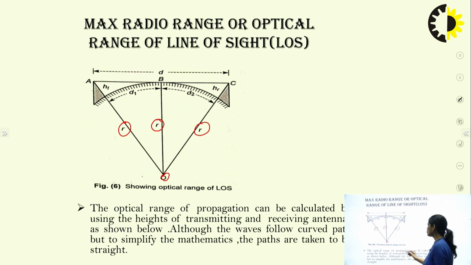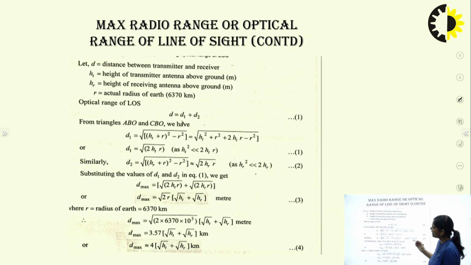The optical range of the propagation can be calculated by using the heights of the transmitting and receiving antennas, as shown in this figure. Although the waves follow a curved path, to simplify the mathematics the path is taken to be straight. So mathematically you have to consider a straight path. Let this be D1, this D2, and this whole D, the complete D, and this is the curved surface from transmitter to receiver. Now you have to do the calculations for this line of sight.